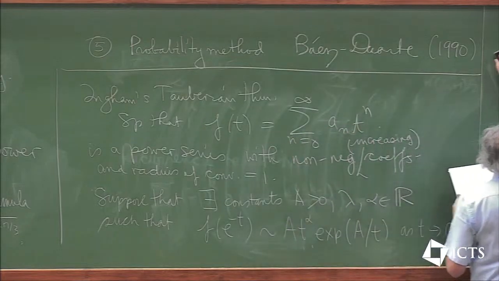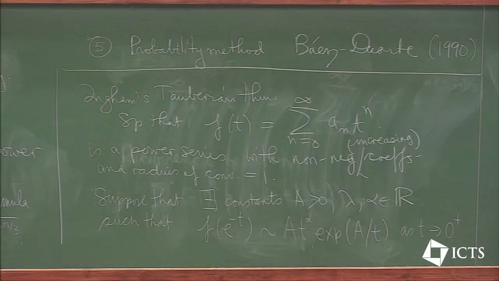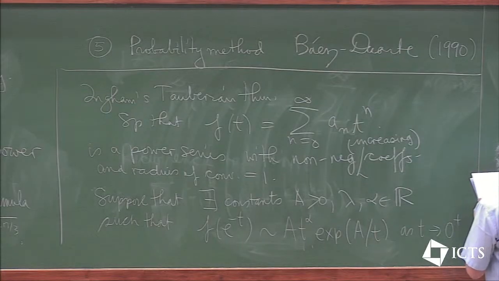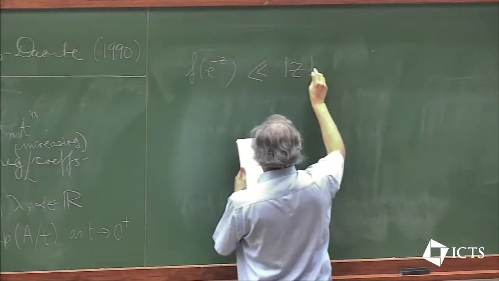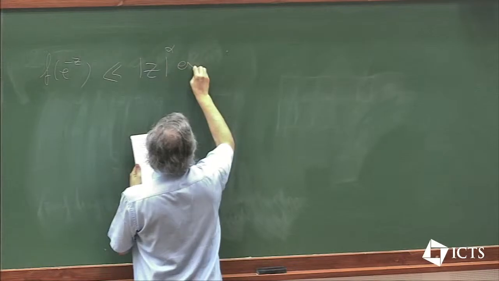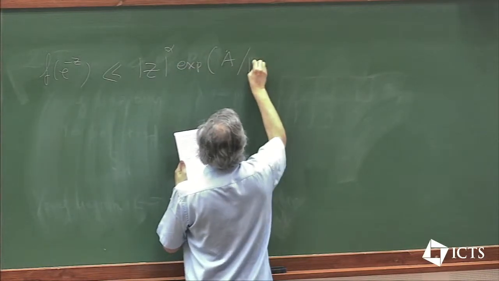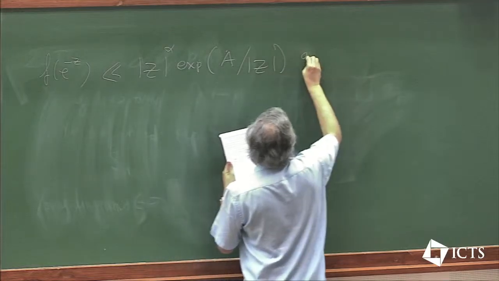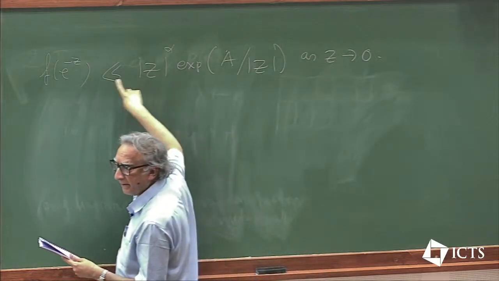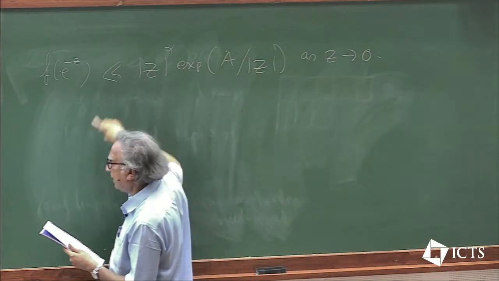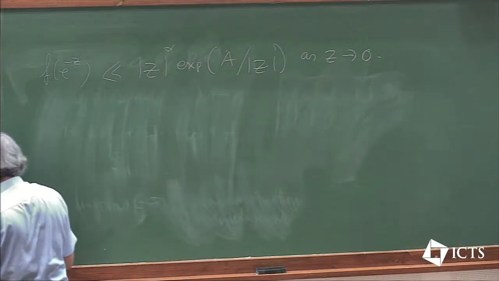And also that we find some behavior of the function near 0. Also, f of e to the minus z is bounded by mod z to the alpha exponential a over mod z as z goes to 0. This is the condition that's missing in the Brinkman book. So in case you are trying to use this theorem, only the first condition is stated.